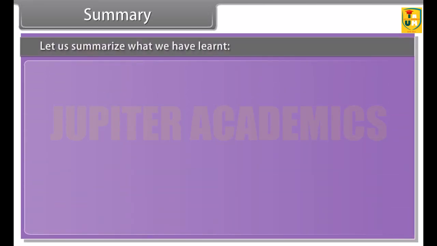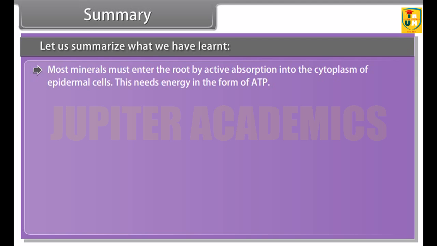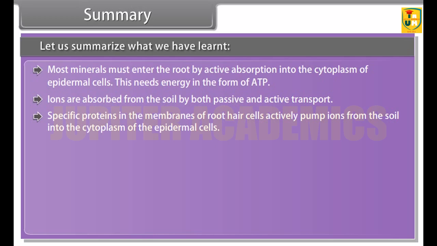Let us summarize what we have learnt. Most minerals must enter the root by active absorption into the cytoplasm of epidermal cells. This needs energy in the form of ATP. Ions are absorbed from the soil by both passive and active transport.